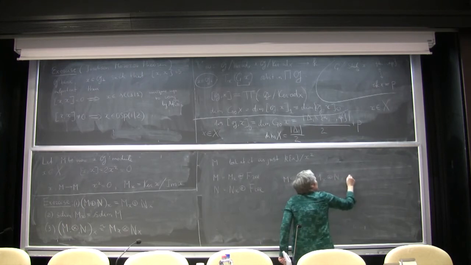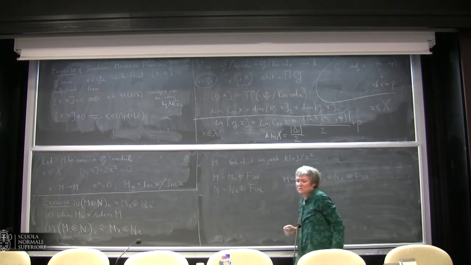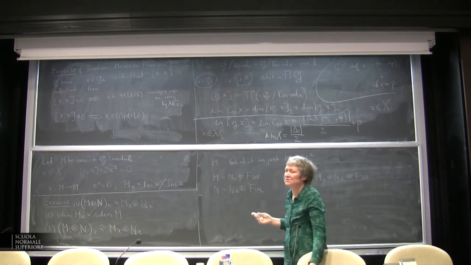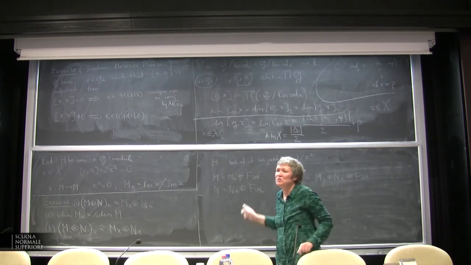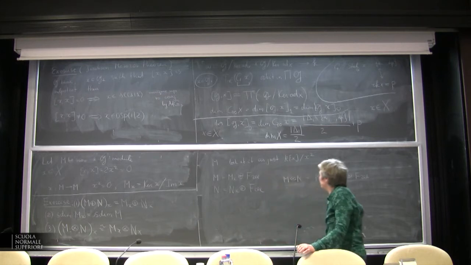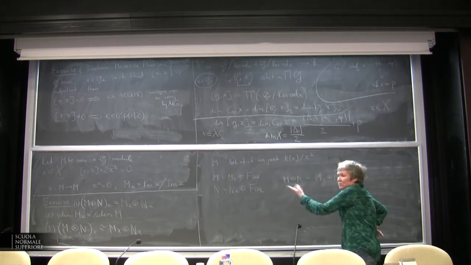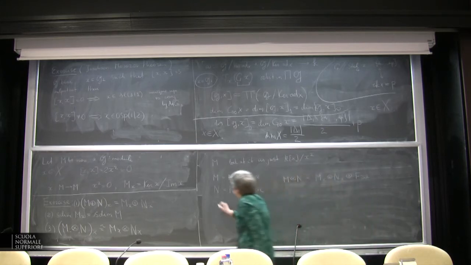Did you just say that the free module is filled by the x factor? I'm saying a very simple thing. This is very simple for a Frobenius algebra. So when I tensor with a free module, M_x and N_x are trivial.